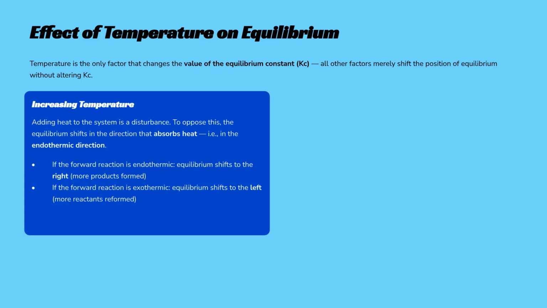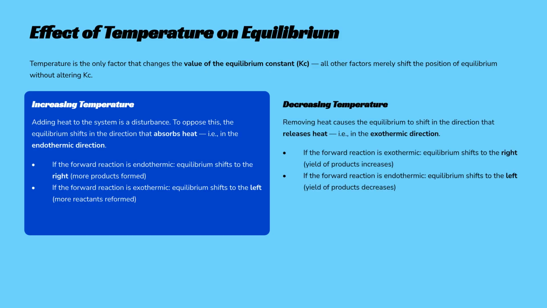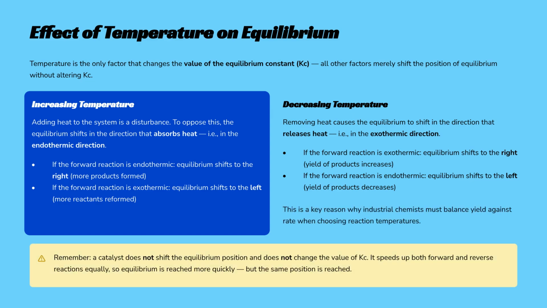Increasing the temperature favors the endothermic direction, which absorbs heat. Decreasing the temperature favors the exothermic direction, which releases heat. A catalyst speeds up both reactions equally and does not shift the equilibrium position.